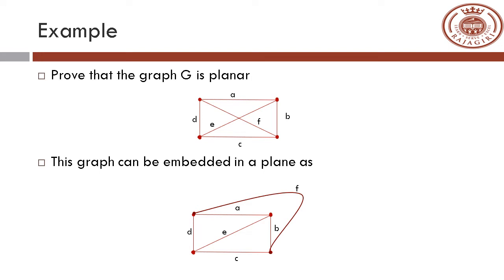Another example for a planar graph. You are given a question: prove that the graph G is planar. In this representation, the edges F and E are intersecting. We can show that this graph can be embedded in a plane by redrawing it like this. The edge F can be drawn as a curved line outside that rectangle. Therefore, this graph is a planar graph.